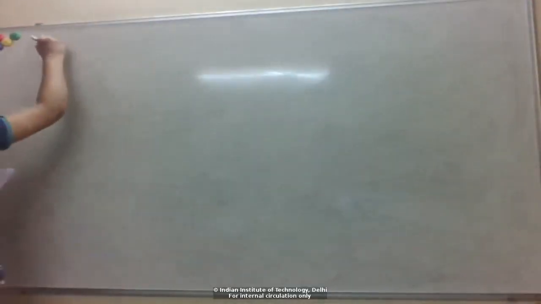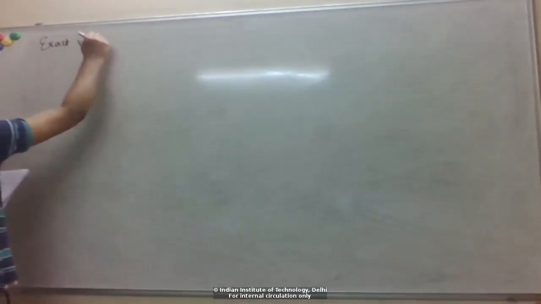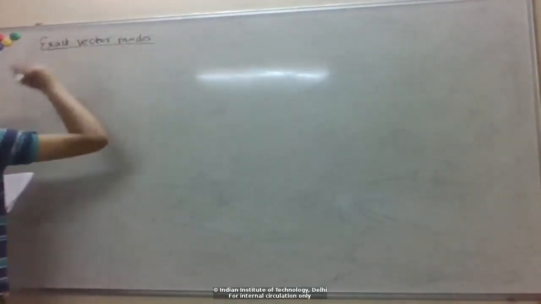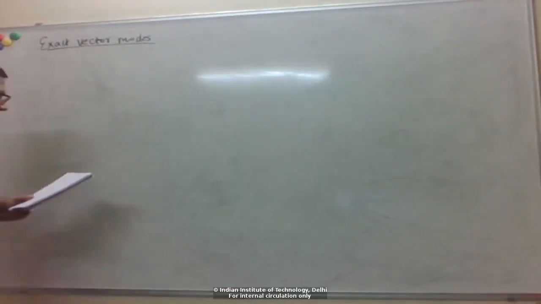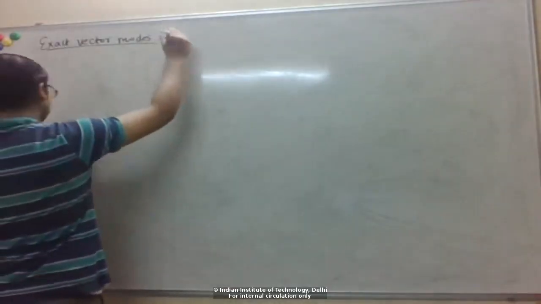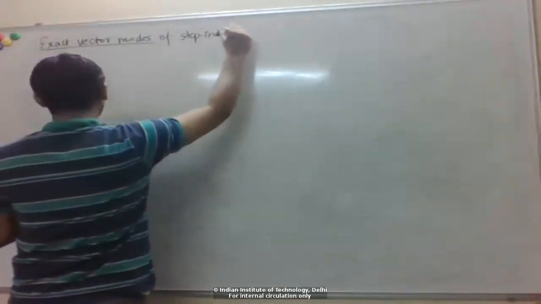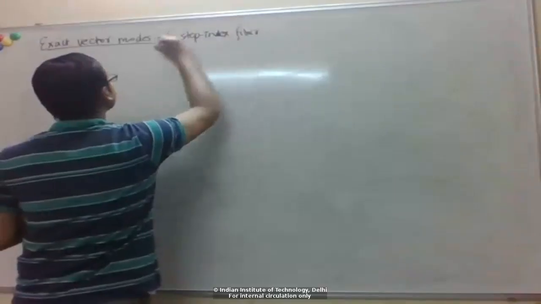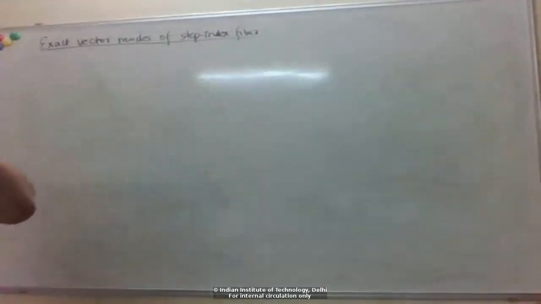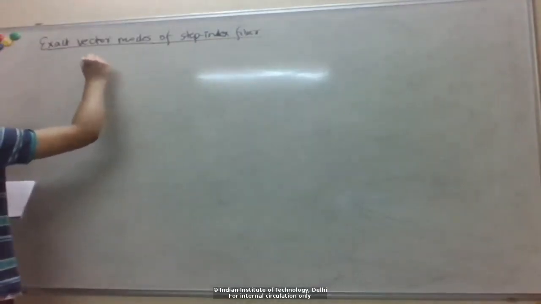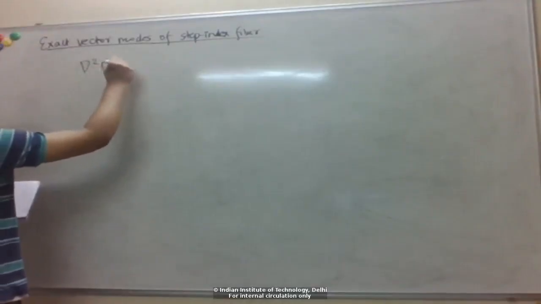Right. So the next topic is the exact vector modes. They're called vector modes because, as we saw, the wave equation is actually a vector equation, but we make this scalar wave approximation for the LP modes in the weakly guiding approximation. So recall our discussion. If you have the wave equation, something like this.